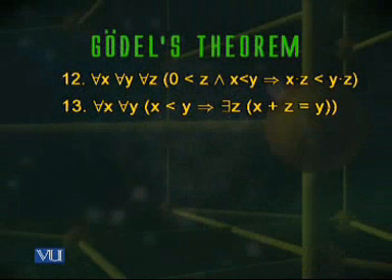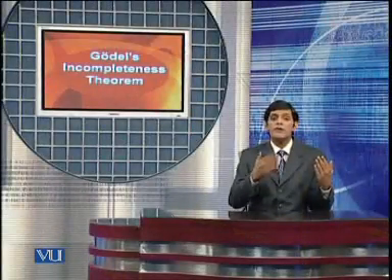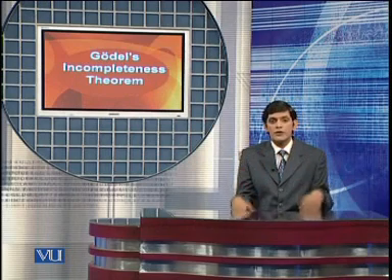The next one says that if x is less than y, then there is a z such that x plus z is equal to y. So if x is strictly less than y, you can find something that when you add to x, that becomes equal to y. Let's look at the next axiom.